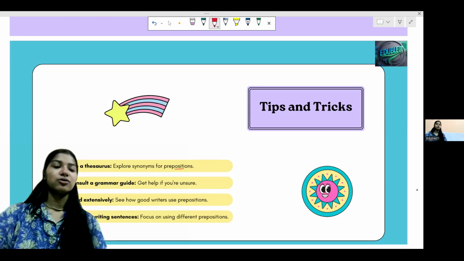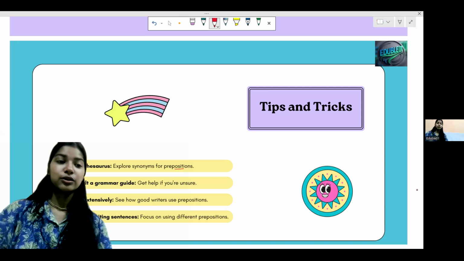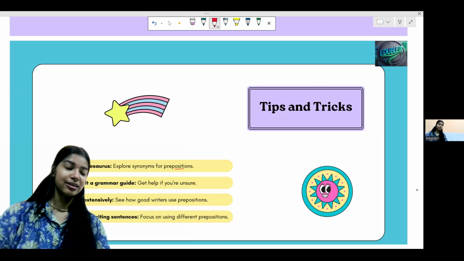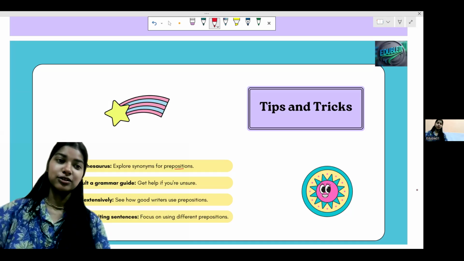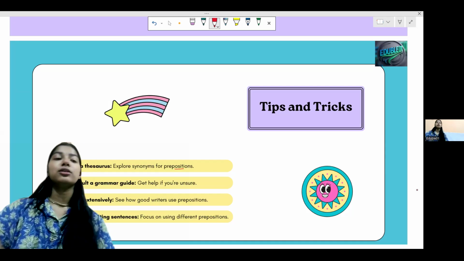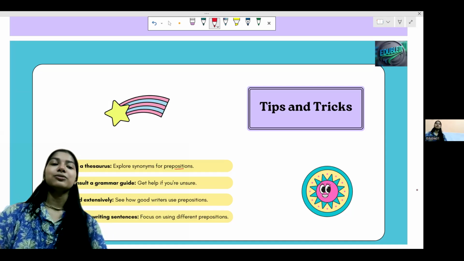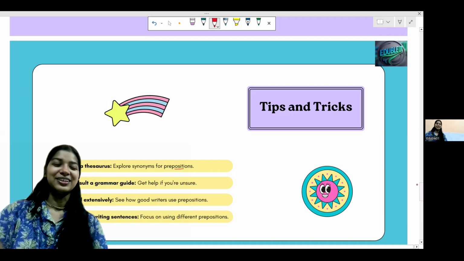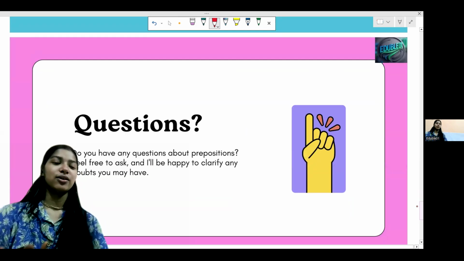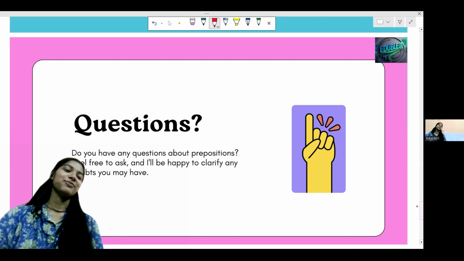See how good writers use prepositions, which means read books. If you read books, you will get to know more and more prepositions. Practice writing sentences on different types of prepositions, such as distance and time. Use the preposition and make sentences out of it. You're going to master prepositions and nobody is going to defeat you in prepositions. If you have any questions about prepositions, feel free to ask and I will be happy to clarify any doubts you may have.